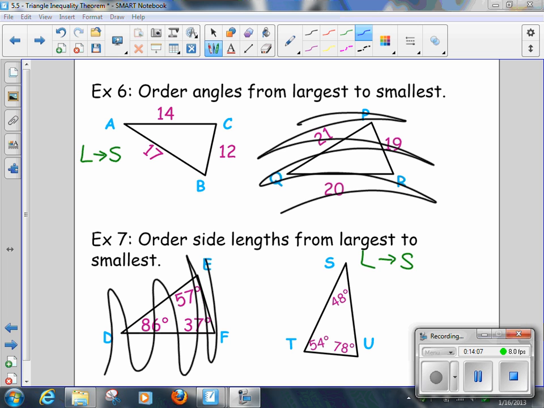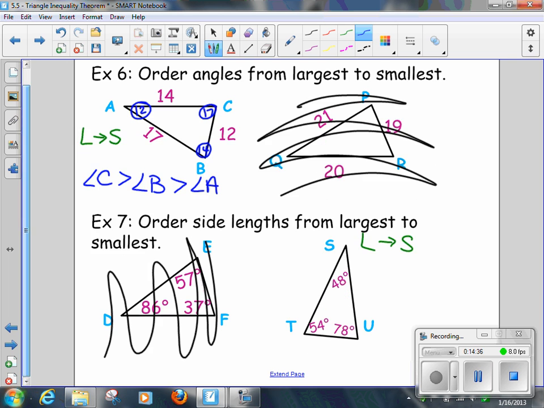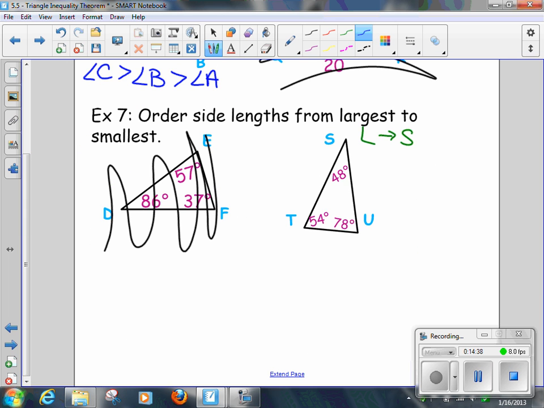What is your largest angle? Okay, let's go. 17, 14, 12, right? Did you do that? Okay. So you said angle C is what? Greater than. Very good. What's it greater than? Angle B, which is greater than angle A. How many of you had that right there? Hands up. And you had the right inequality symbol. Very good. All right, look at the next one.